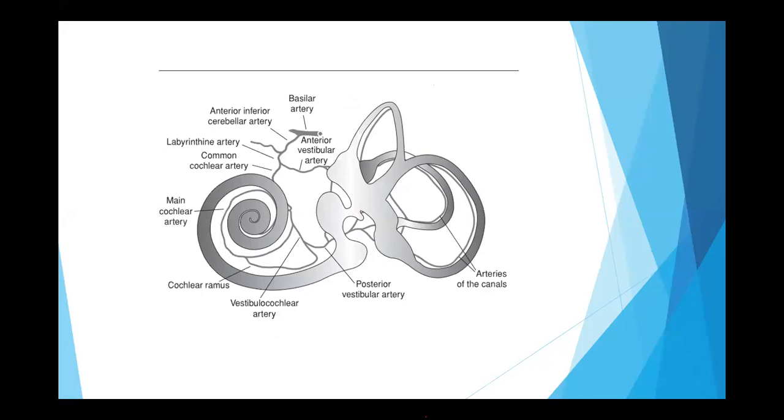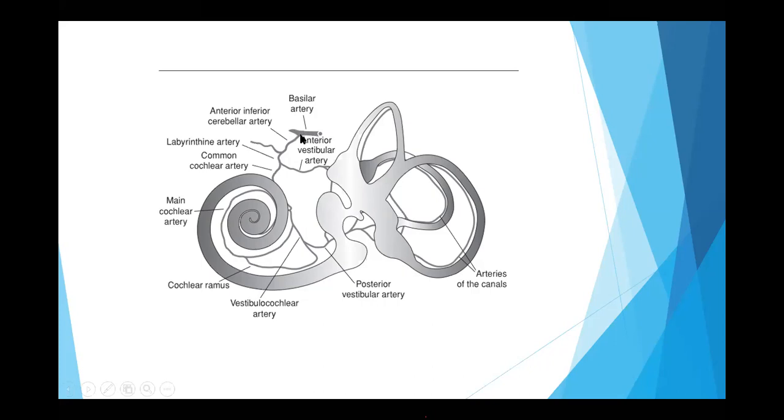From the basilar artery, we are going to get branches. From that we are going to get the anterior inferior cerebellar artery, AICA. From the AICA, we are going to get branching again. From the several branches, we have the labyrinthine artery.